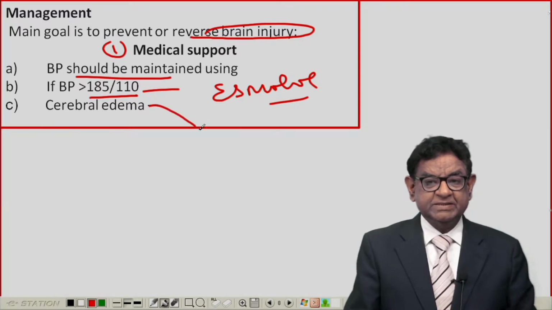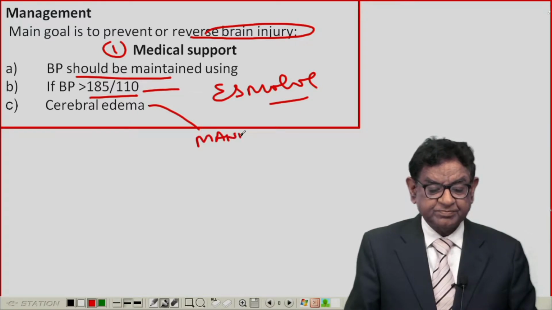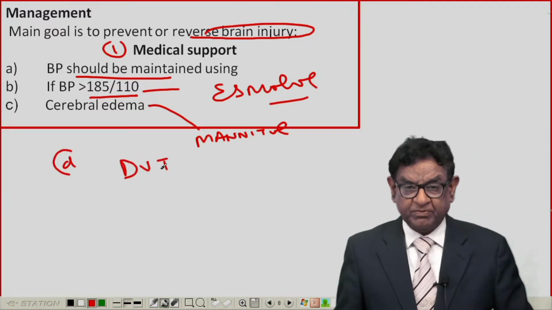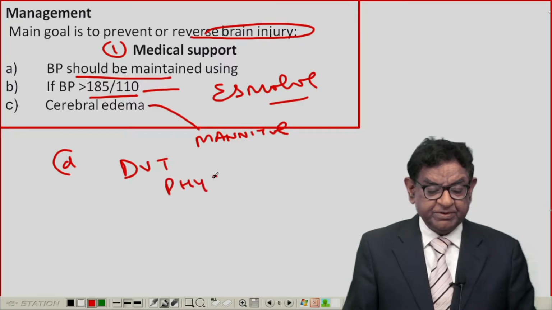Cerebral edema is another problem. Then we have to give mannitol. Then we have to give deep vein thrombosis prophylaxis, that is by early physiotherapy of the leg.